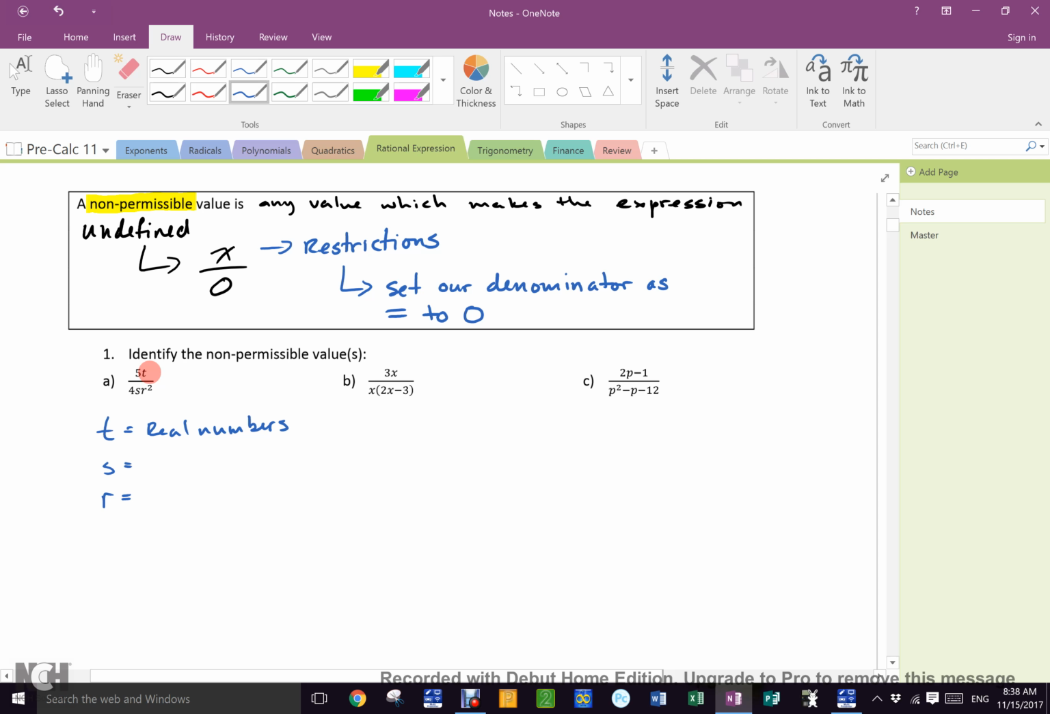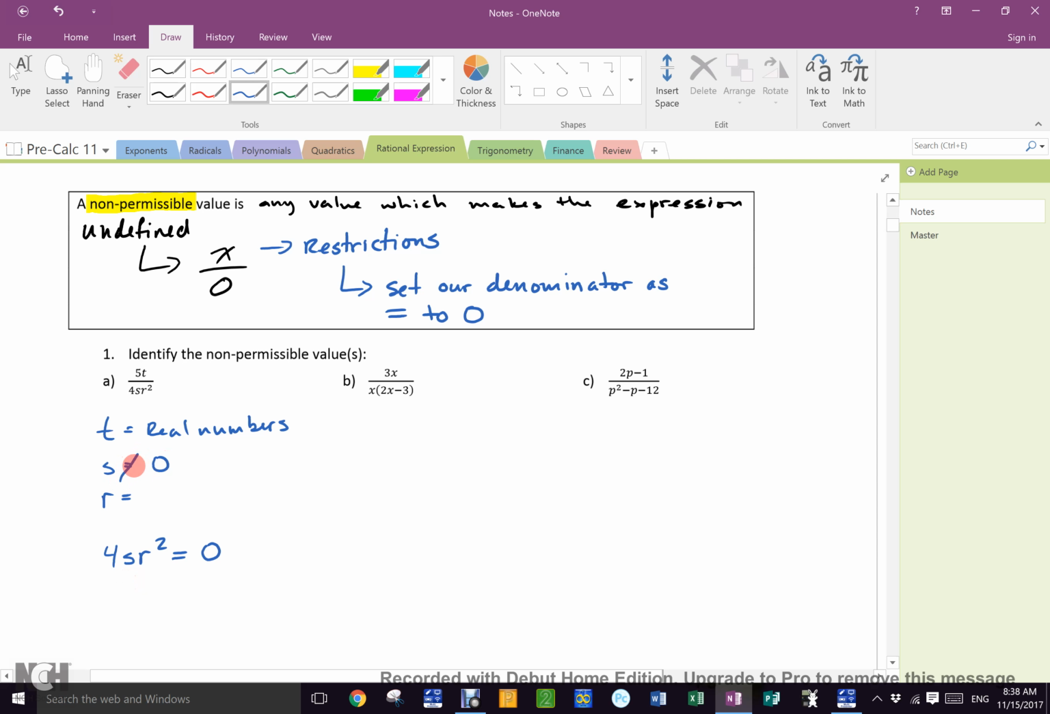Now, what about S and R? What would not be allowed there? So what do I do? I set my denominator as equal to 0. So 4SR squared equals 0. Anything that makes that true is a non-permissible value. But there's only one number that can't go there. What is it? What, Max? Yes, it's 0.